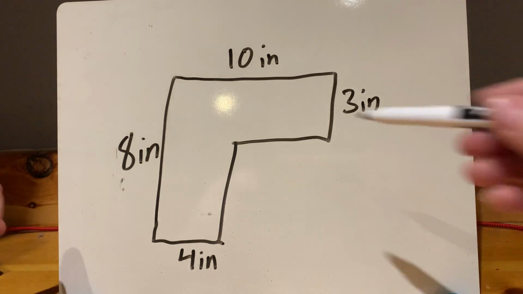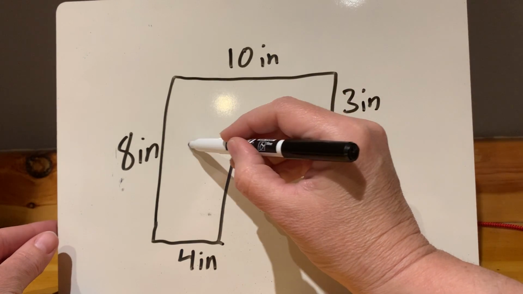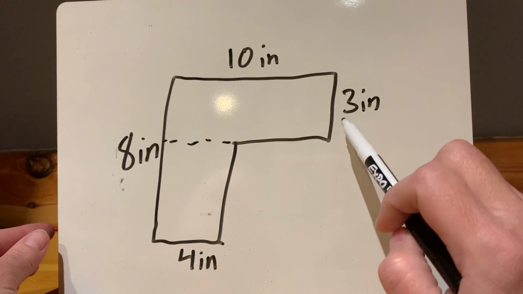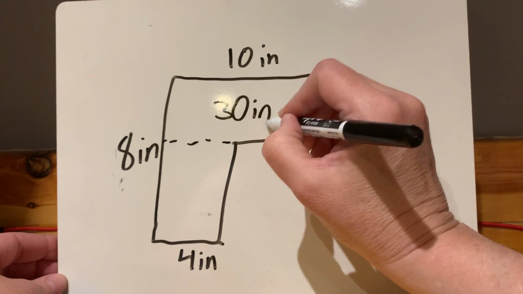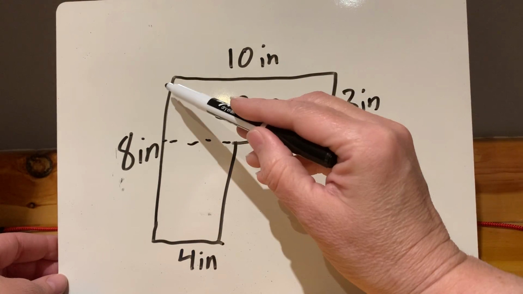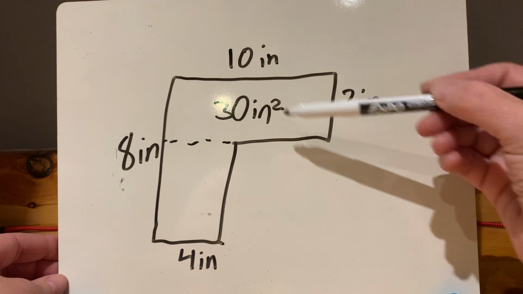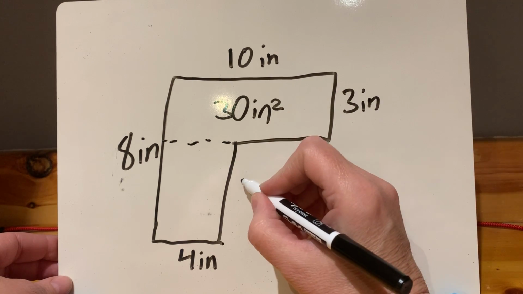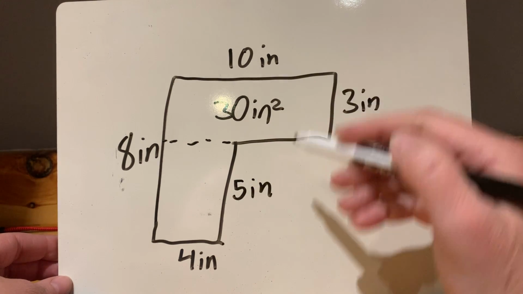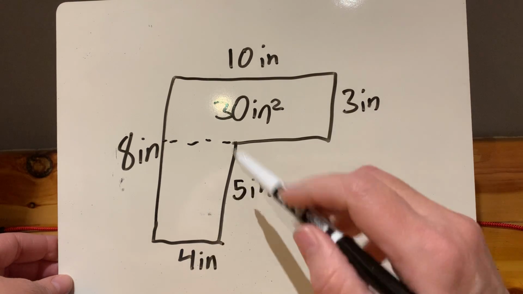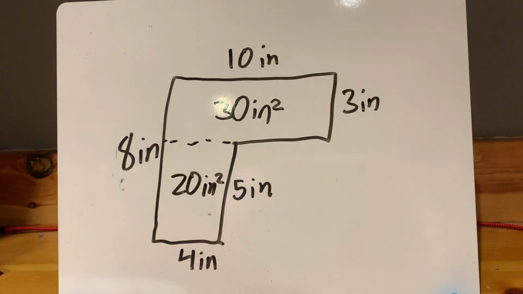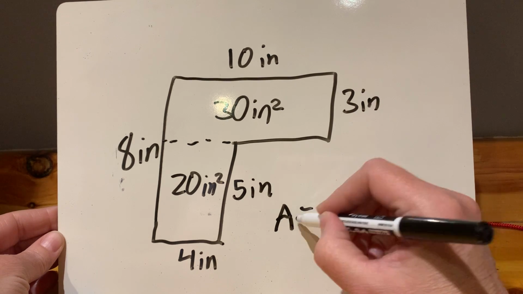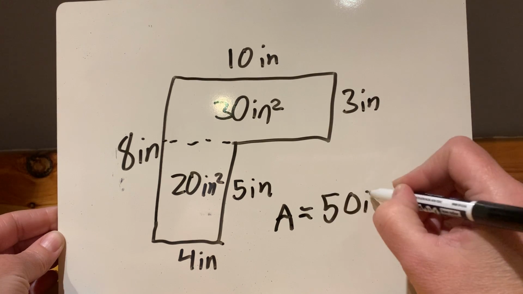Okay. I'm going to take this side and extend it, forming two rectangles. This rectangle, we have an area that is 10 inches by 3 inches, giving us 30 inches squared. Down here, we see that we have 8 inches for this side, 3 inches here. When we subtract 3 from 8, we find that this length is 5 inches. When we multiply 4 by 5, we find the area is 20 inches squared. When we add 20 inches and 30 inches, we find that the area of this complex shape is 50 inches squared.